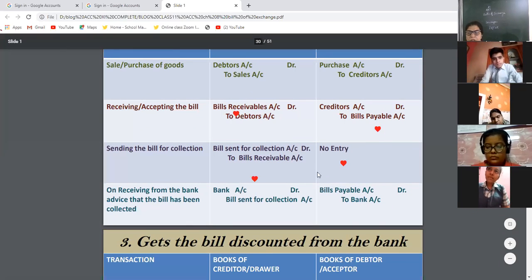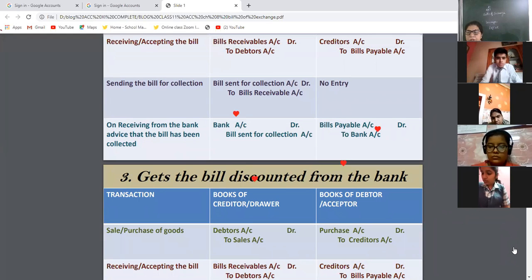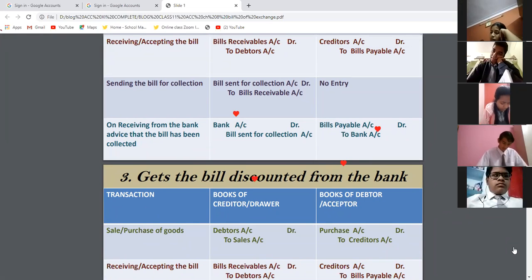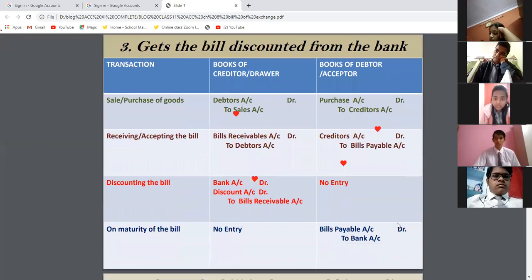Tanish, show me your copy, beta. Have you noted down all the things? Then why have you not noted down? Yesterday also you have not copied, beta. When will you complete your work then? Max, show me your copy. Yesterday also you were doing it on a page and in rough work. Please make your copies properly. Mayur, please keep your video on, bache.